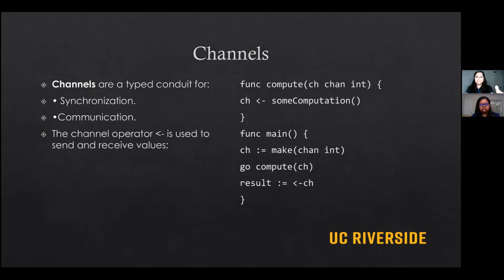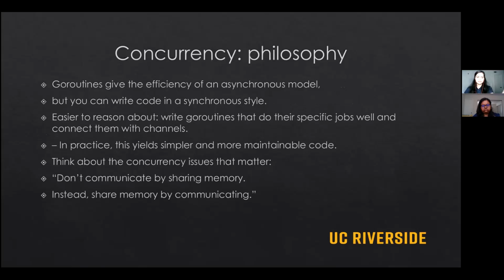But in this code section, it's very easy. The main thread is receiving and the compute function is sending. In this case, it's a default channel, so it is blocking. Until some computation sends a value to the channel, the main will wait for that channel. Very, very straightforward, which I have mentioned in this slide as well.